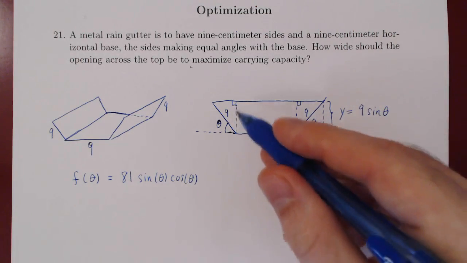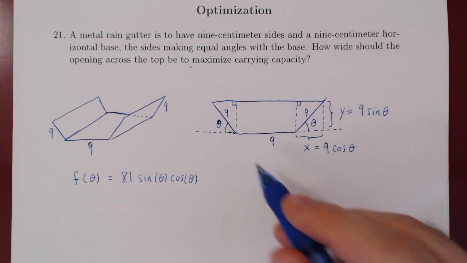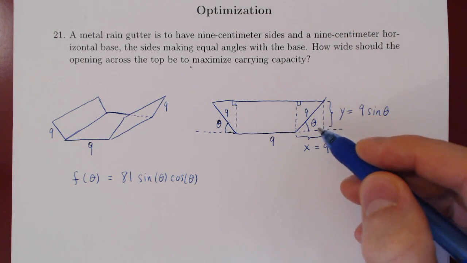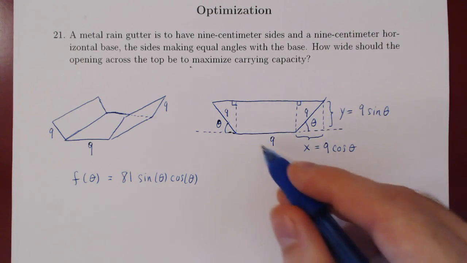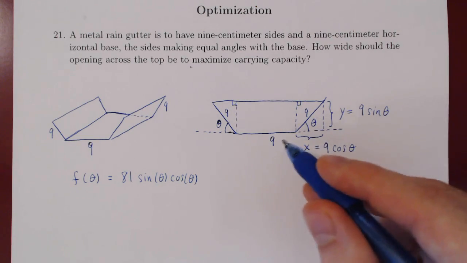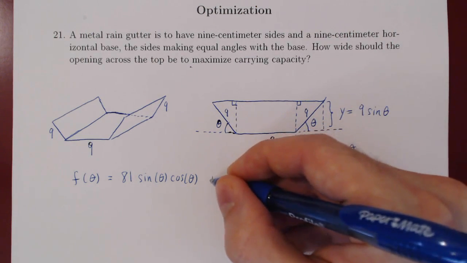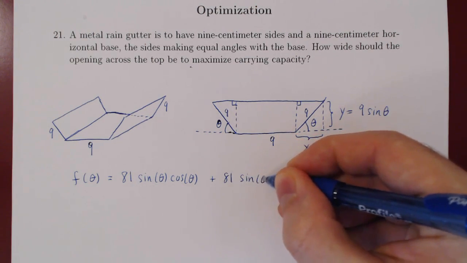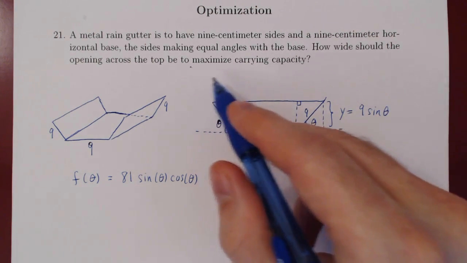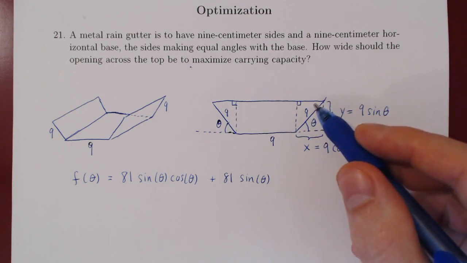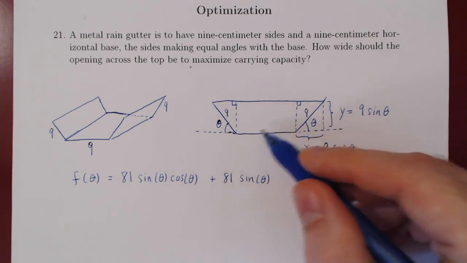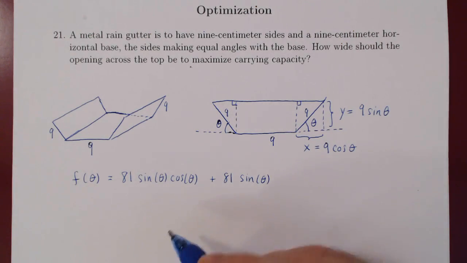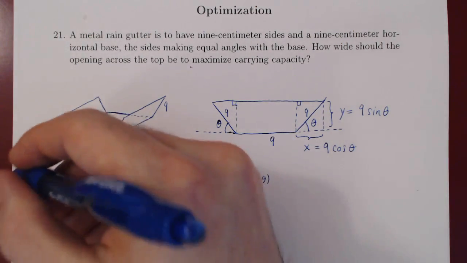But now we're missing the area of the rectangle, but it's the base times the height. The base is 9, the height is sine theta, so we get 9 times 9 sine theta, that's 81 sine of theta. And we want to maximize carrying capacity, therefore maximizing the area of our trapezoid, the cross-section of our gutter, and so we want to maximize our function of theta.